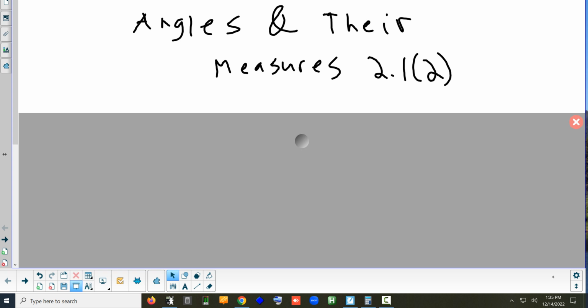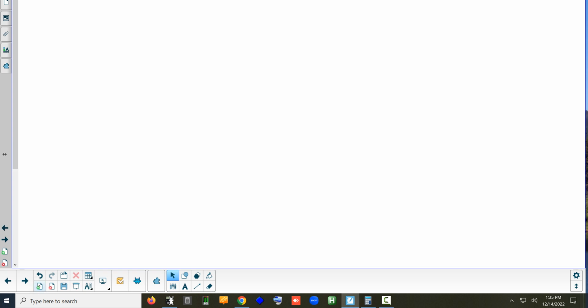So we're going to finish up this week by looking at what's called arc length and area of a sector. Let me just draw a picture of what those two things are first, and then we'll get into the formula to do it. So this is arc length.